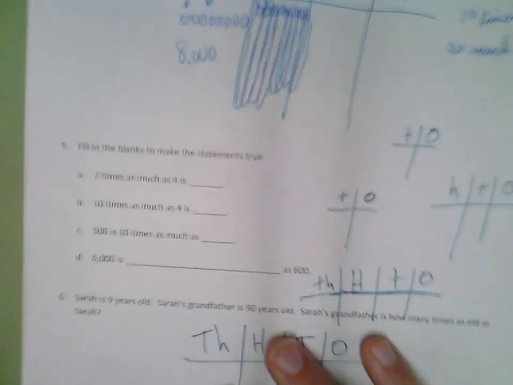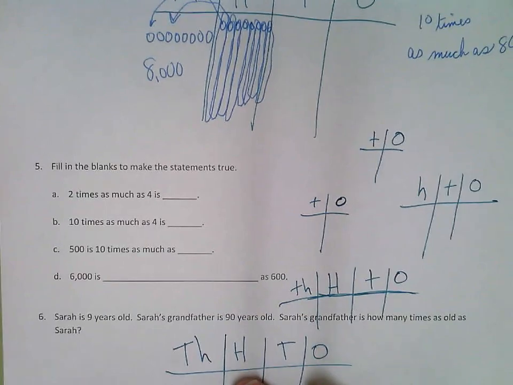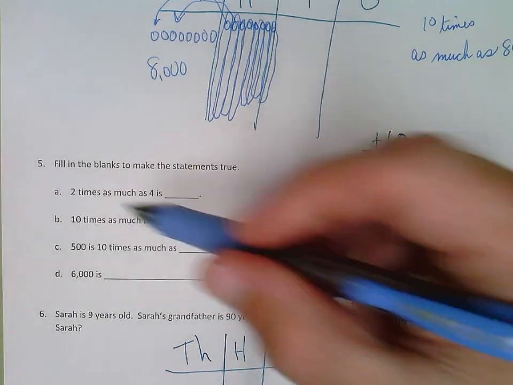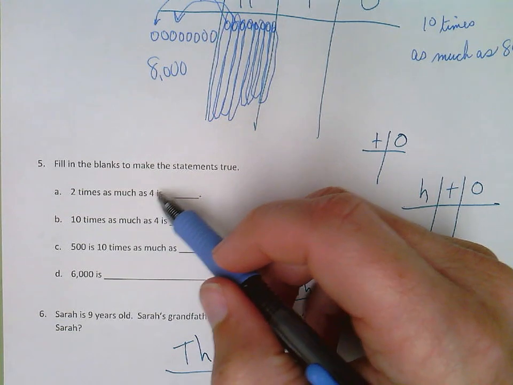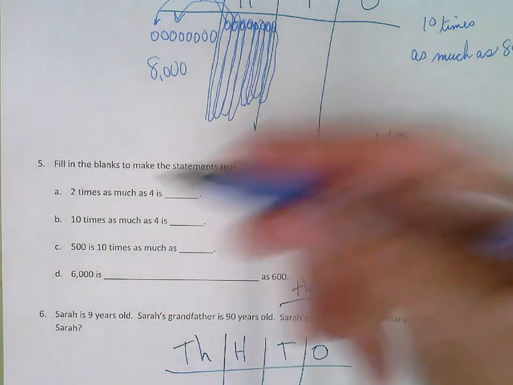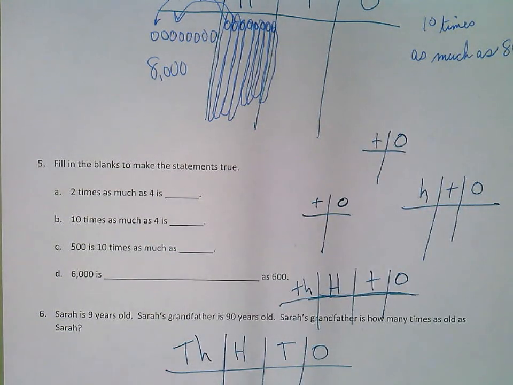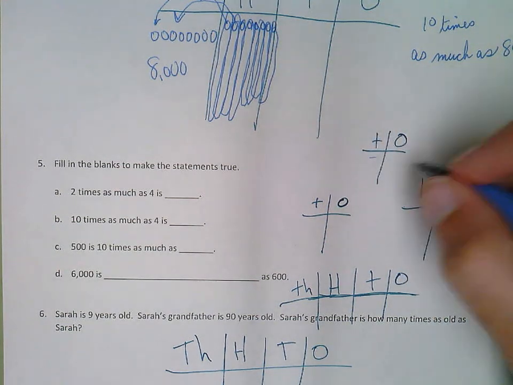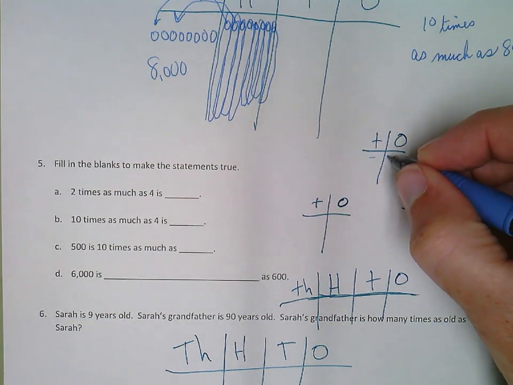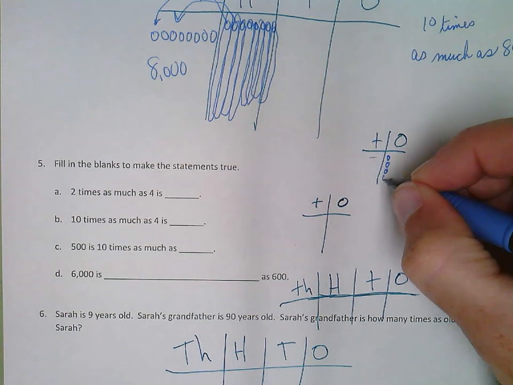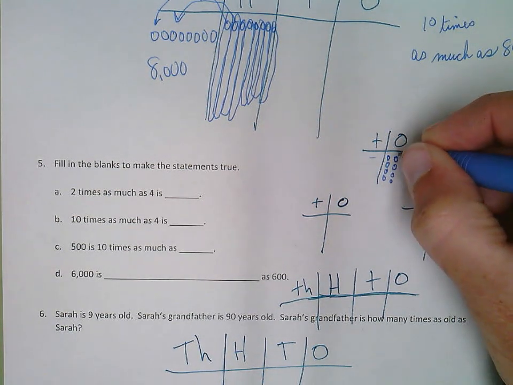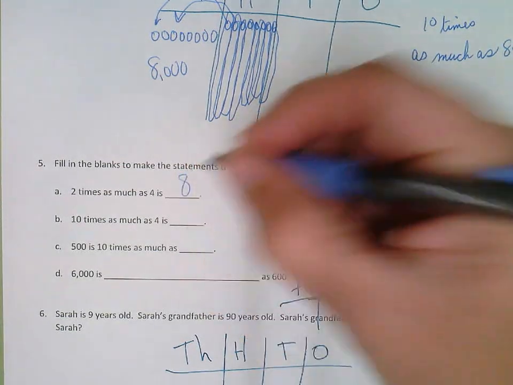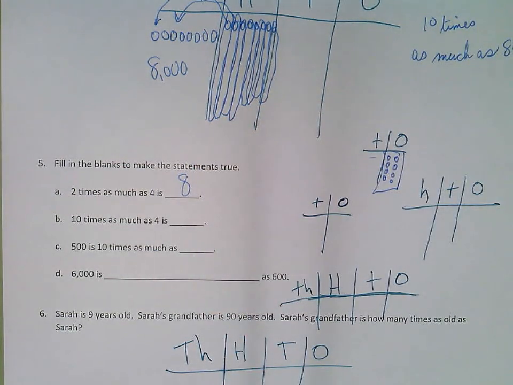Okay, coming down to the home stretch here. Fill in the blanks to make the statements true. 2 times as much as 4 is, and I'm sure you can do this in your head, but we can also put it on our place value chart here. So I have 4, 1, 2, 3, 4, and if I double that, 2 times as much, 1, 2, 3, 4, I have 8 ones there. So 2 times as much as 4 is 8.